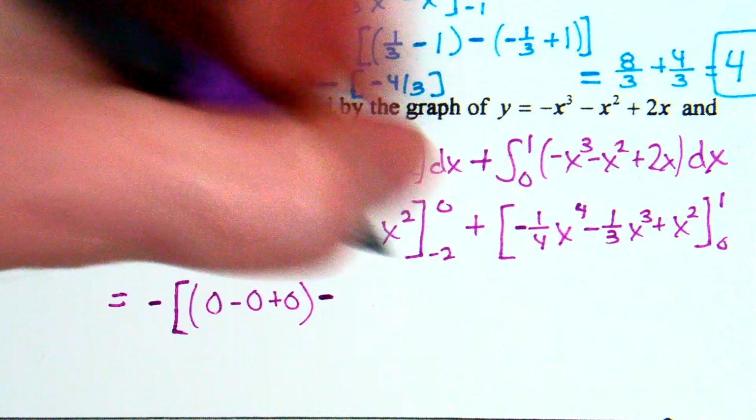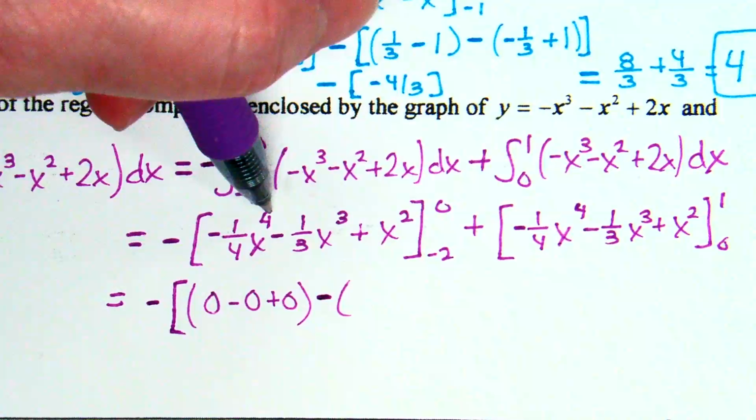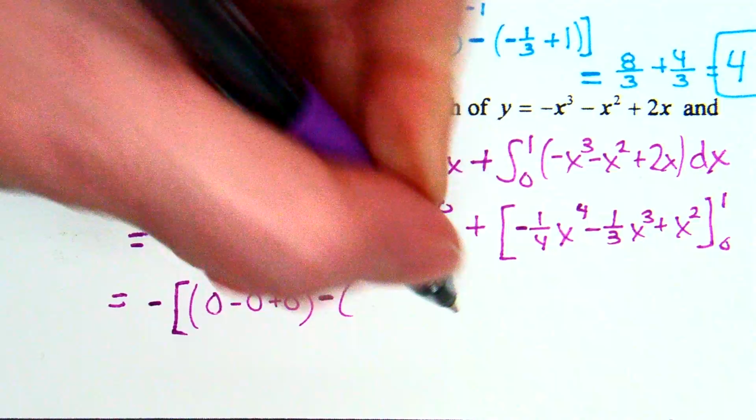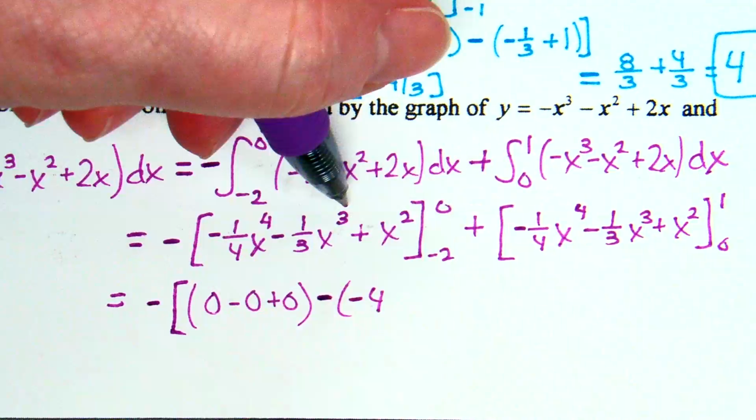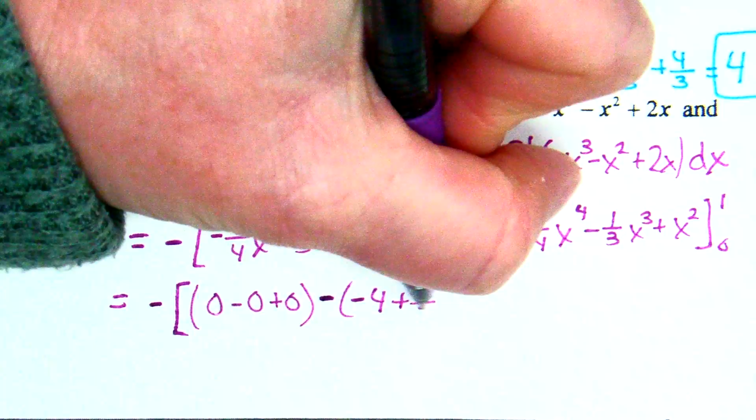Mistakes I see. Now I'm plugging in -2. So negative 2 to the fourth. 2 to the fourth is 16. Divided by negative 4 is negative 4. Negative 2 to the third is negative 8 times negative 1/3, plus 8/3. And then plugging in negative 2 to x squared. Negative 2 squared is going to be plus 4. I'm ending the parentheses. I'm ending the bracket.